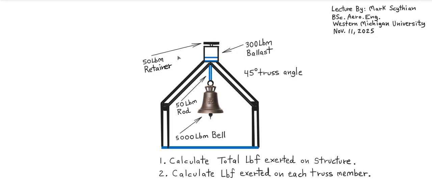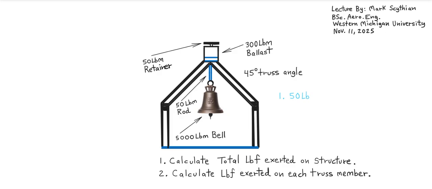So here we have a set of objects: a bell hanging from a rod, a swing bell hanging from a rod, and then we have a ballast and retainer system. So this could be perhaps the roof area of a church. And so during the construction, we want to distribute the total weight of all these objects across these two 45-degree angle truss members.